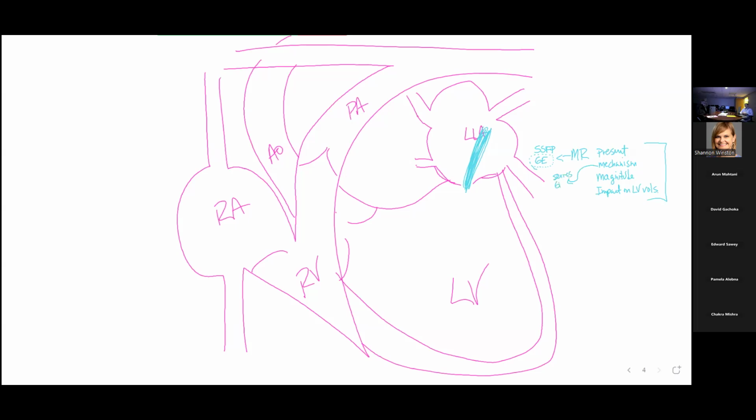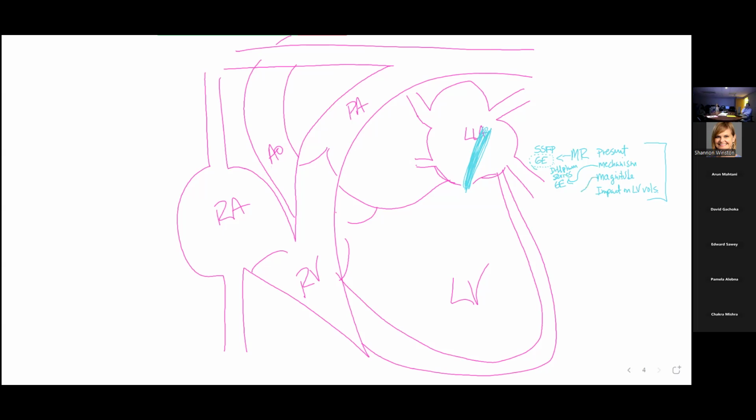The mechanism is taking a series of those gradient echo images in different planes. Right? We're trying to decide, is it primary mitral regurgitation? Is there mitral valve prolapse, whatever it is? Or is there just LV dilation and it's secondary?